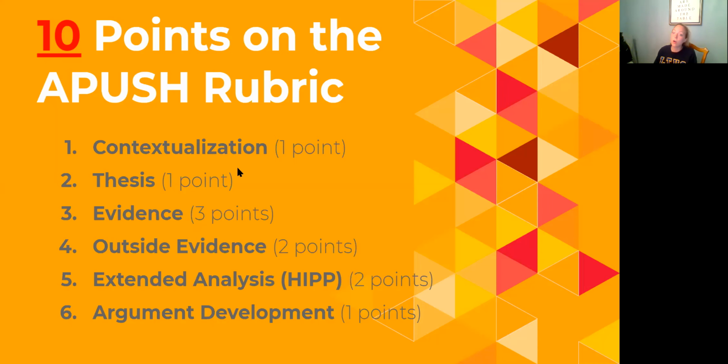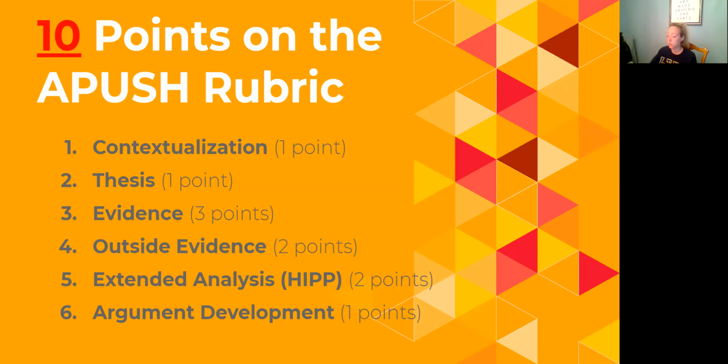All right, so no longer is the DBQ rubric out of 7 points. It's now been elongated to it being out of 10 points. So contextualization is still 1 point, thesis is still 1 point, evidence is now out of 3 points. I'll explain later why that is. Outside evidence is now out of 2 points instead of 1. I'll explain why that is. Extended analysis, or HIP, is still out of 2 points. And argument development is still 1 point overall.